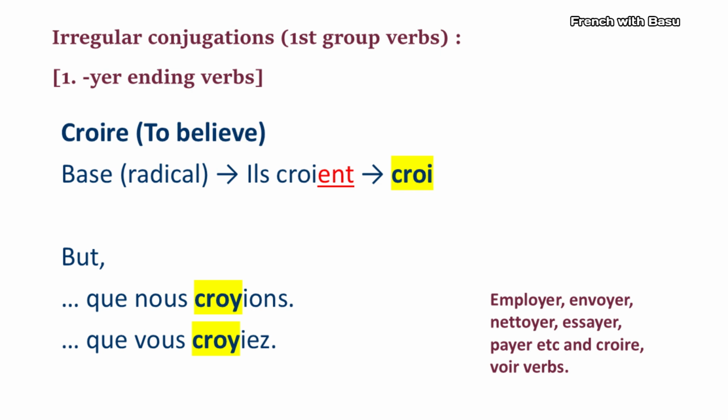With croire, the same thing happens. The usual radical is croi, but with nous and vous, you will use croy as the radical. Que nous croyons, que vous croyez. All the other subjects will have croi as their radical.